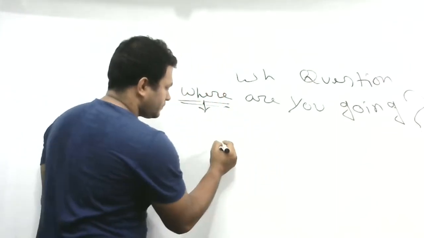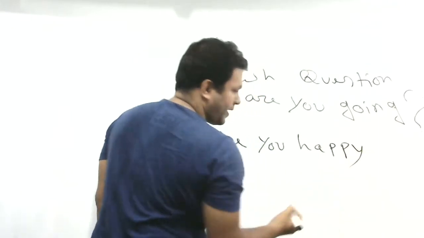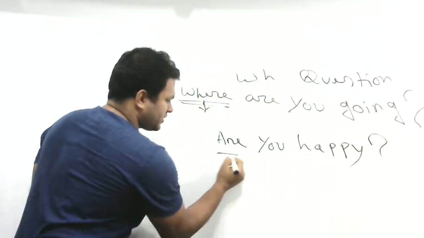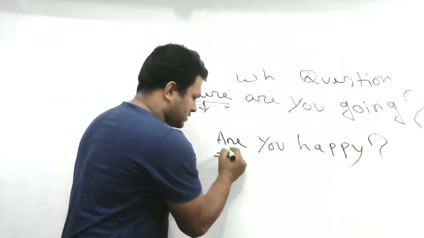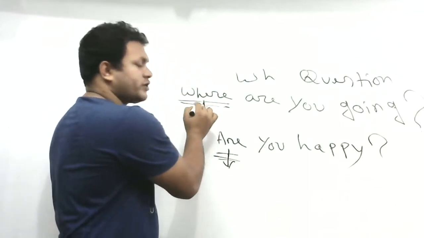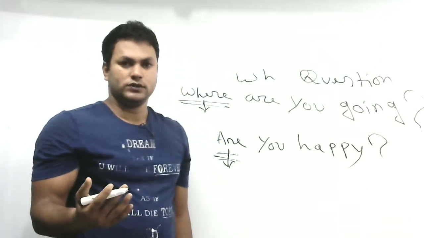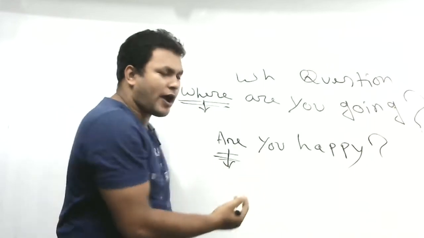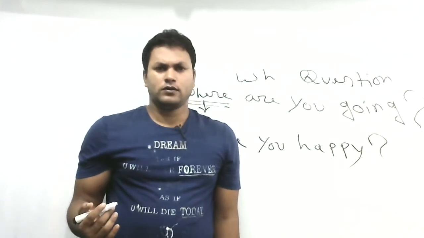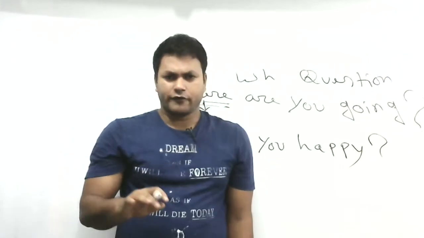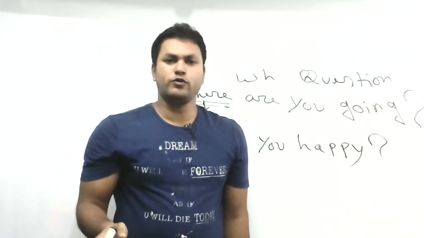So I am going to write, are you happy? Look at here, the question starts with an auxiliary verb. That means if the question starts with WH, then it will be a WH question. If the question starts with an auxiliary verb, then it will be a yes/no question. And the answer of the question, are you happy? If you want to answer positively, you can say yes, I am. If you are not, no, I am not. That means the answer can be given with only yes or no.